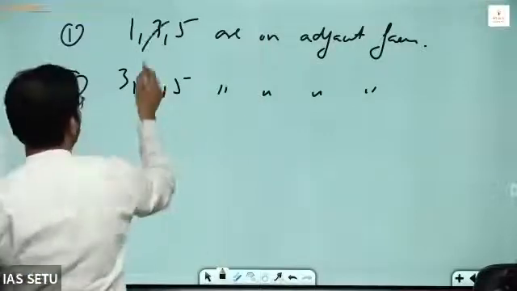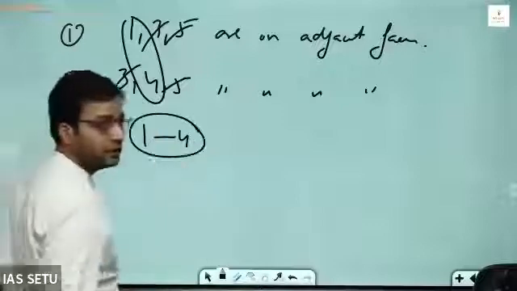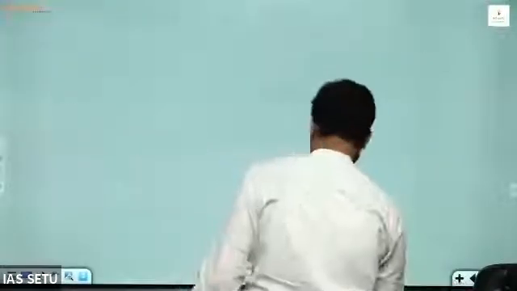See here, 1, 3 common cancel, 5 common cancel. So 1 is opposite of 4. So we can directly conclude 1 is opposite of 4. Now next question.